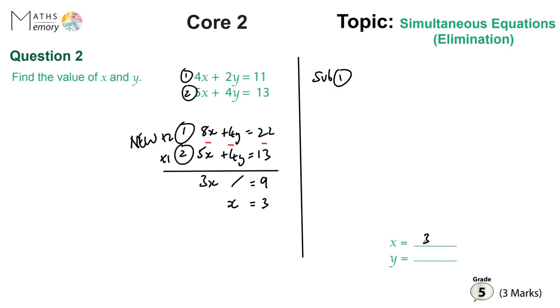So wherever we see x, we simply plug in 3. So it's 4 times 3. Remember that 3 there is the 3 over here. Plus 2y equals 11. 4 times 3 is 12.